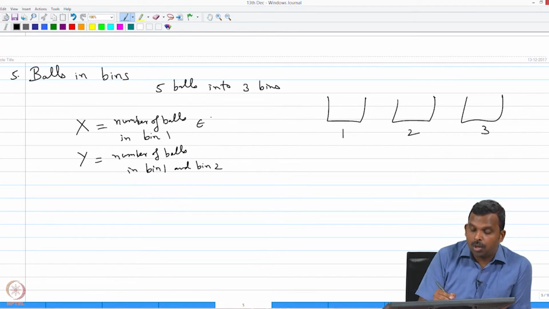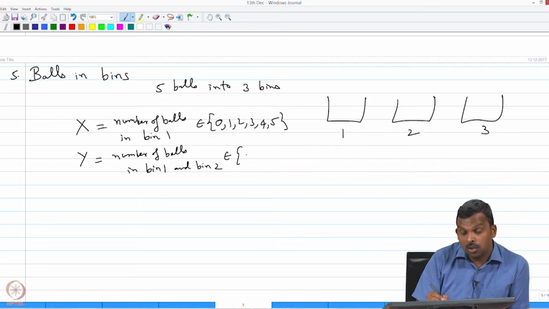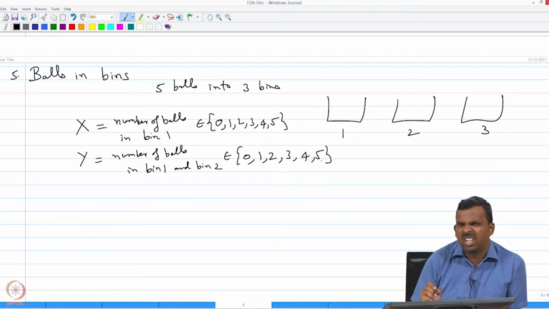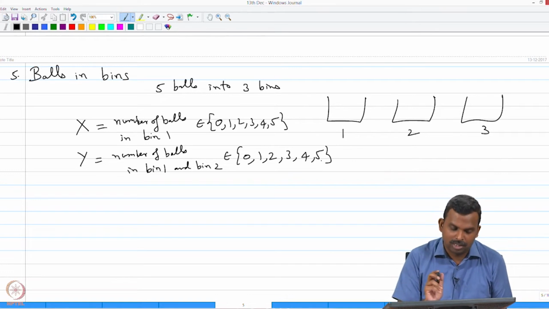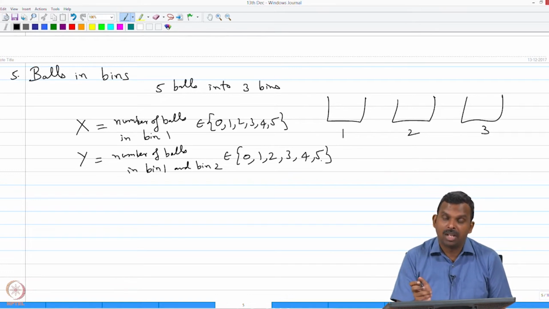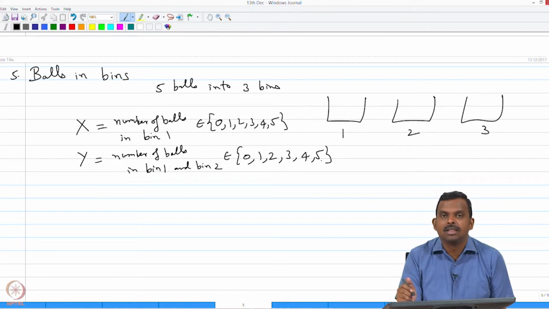Okay. So, now number of balls in bin 1 takes 0, 1, 2, 3, 4, 5. Number of balls in bin 1 and bin 2 together also takes 0, 1, 2, 3, 4, 5. Do you agree? Think about it. It's not too difficult, but the logic is quite simple. So, if I consider them together, what is the probability that it is going to be 0, 1, 2, 3, 4, 5, etc. Okay. Is that all right?